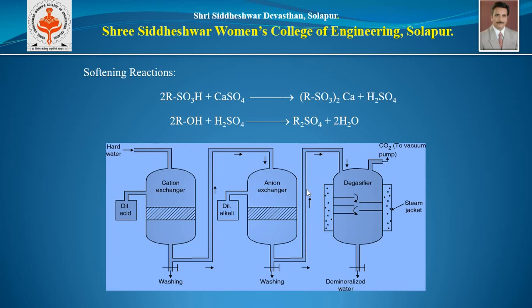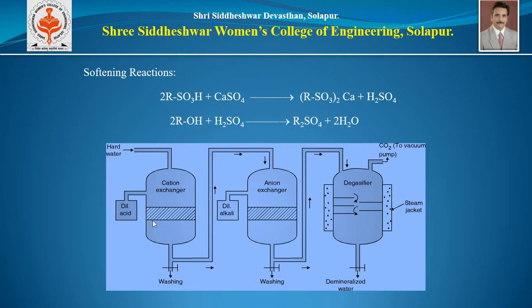That water is further passed into one more container to remove the unwanted dissolved gases, and that container is a degasifier. It is covered with a steam jacket. So water is heated here, boiled here, and dissolved gases like carbon dioxide are removed. And finally we get demineralized water. Demineralized means mineral free water.